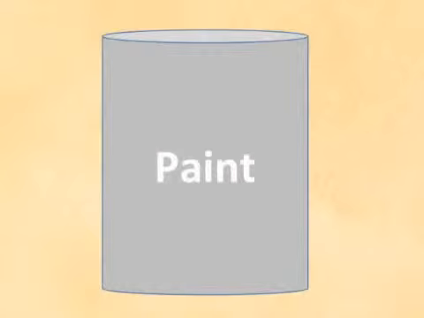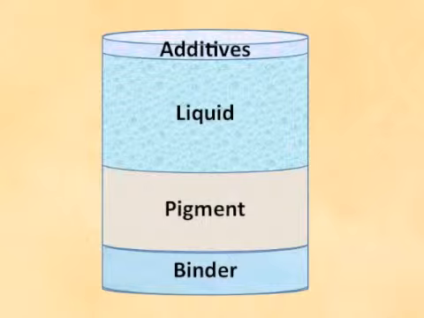There are four main components of paint. In broad terms, these are binder, pigments, liquid and additives. Just about all paints that don't dry clear can be described as having these four components.